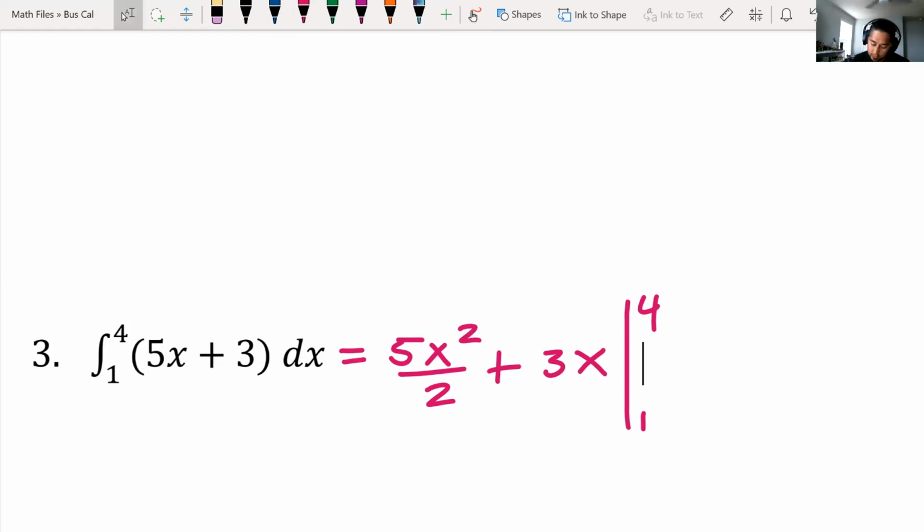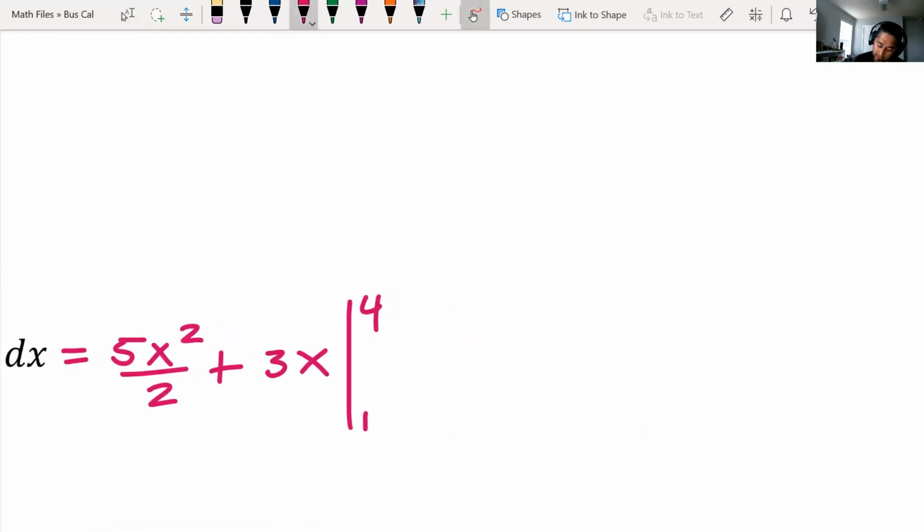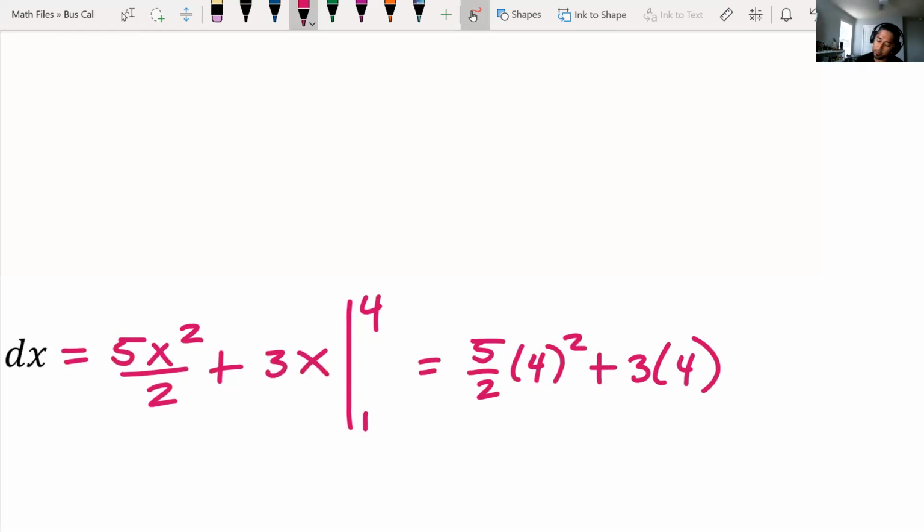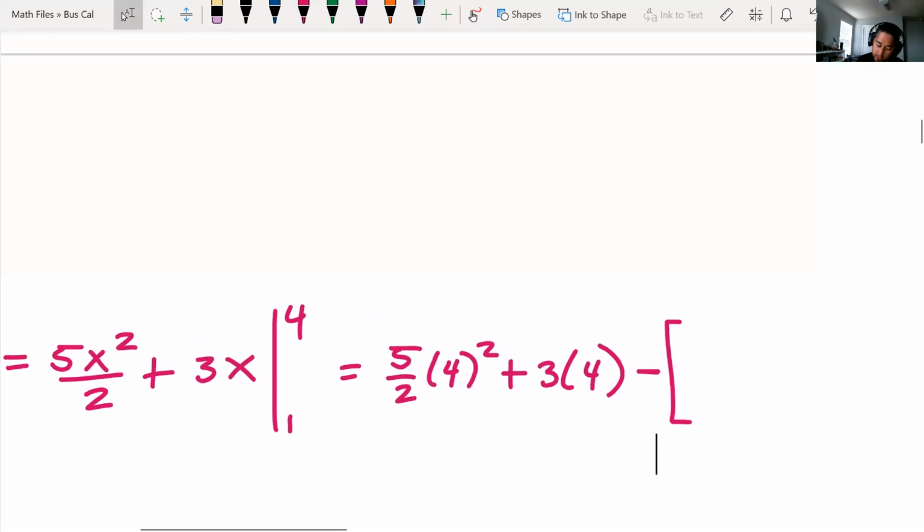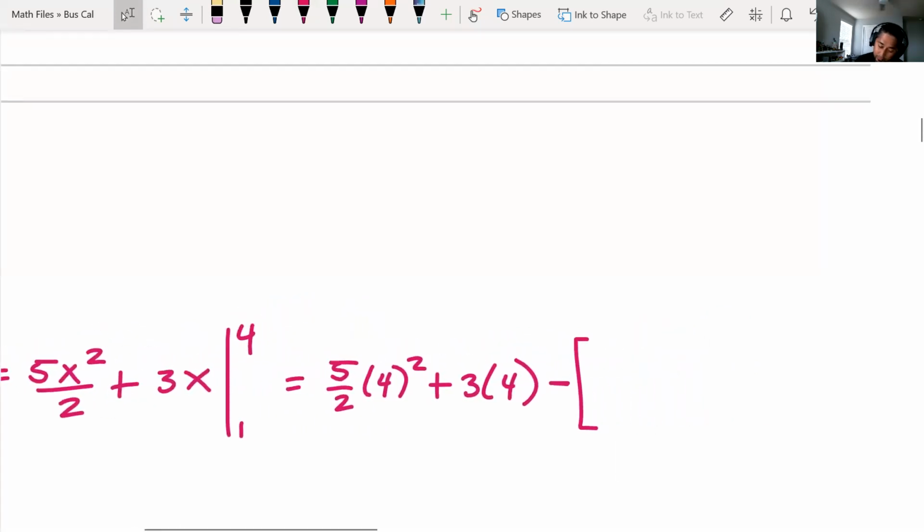Okay, so this time we will have 5 over 2 times 4 squared plus 3 times 4 minus, and put a parentheses or a bracket, whatever you want. I like brackets, keeps everything nice and neat. And you're going to plug in 1 this time.